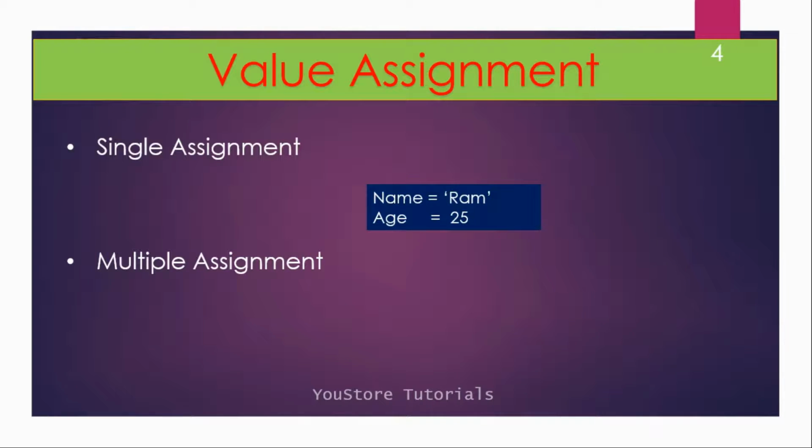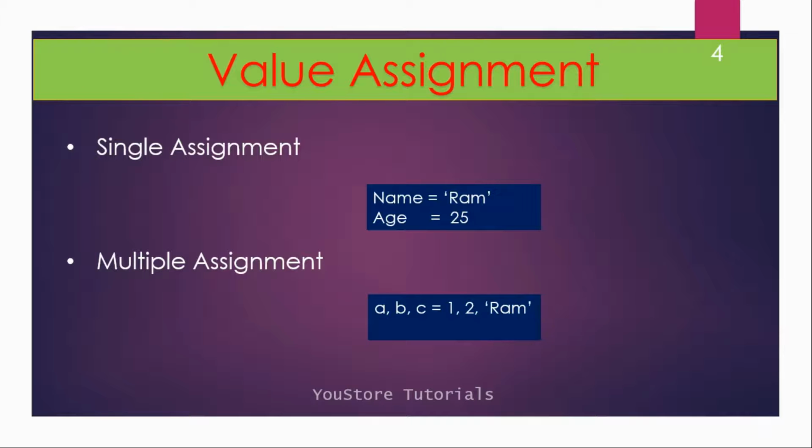This is single assignment. In multiple assignment, a single expression allows you to assign multiple values to multiple variables. So let's elaborate this example. Here in this multiple assignment example, the value 1 is assigned to variable A, the value 2 is assigned to variable B, and the string ram is assigned to variable C. This is the example of multiple assignment.